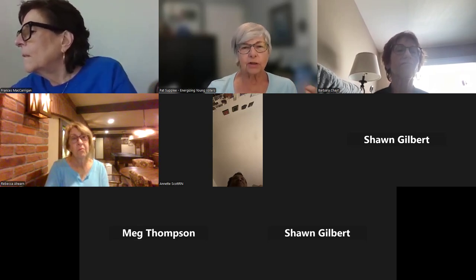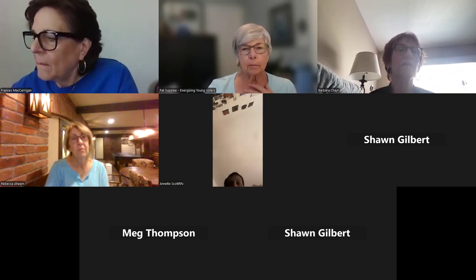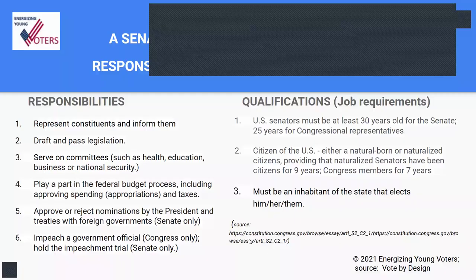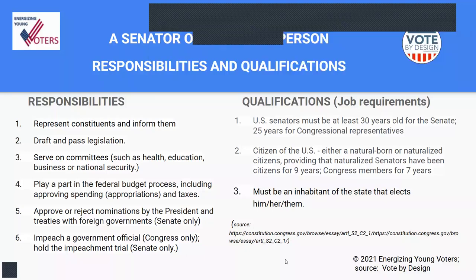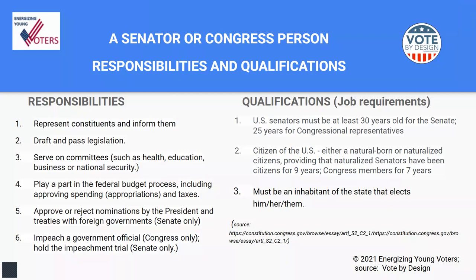Okay, I'm going to go back to sharing again. Okay, here are the responsibilities that a congressman or a senator has. And there is one case where it's the Senate only, two cases where it's the Senate only, and one where it's the Congress. So their job is to represent you and to keep you informed about what's going on in Washington and what they're doing to make things happen the way you want them to happen. The second thing, which a number of you got, was to draft and pass legislation.